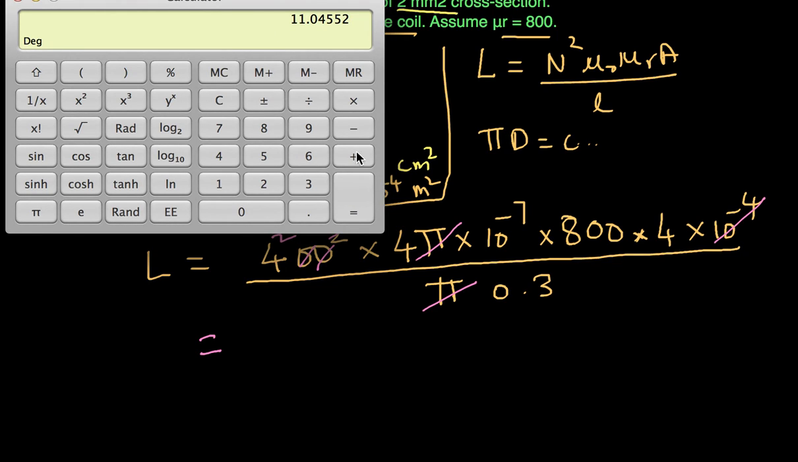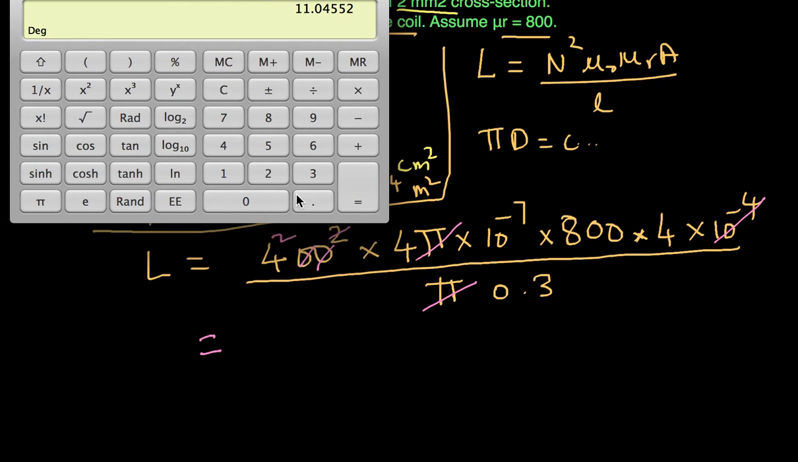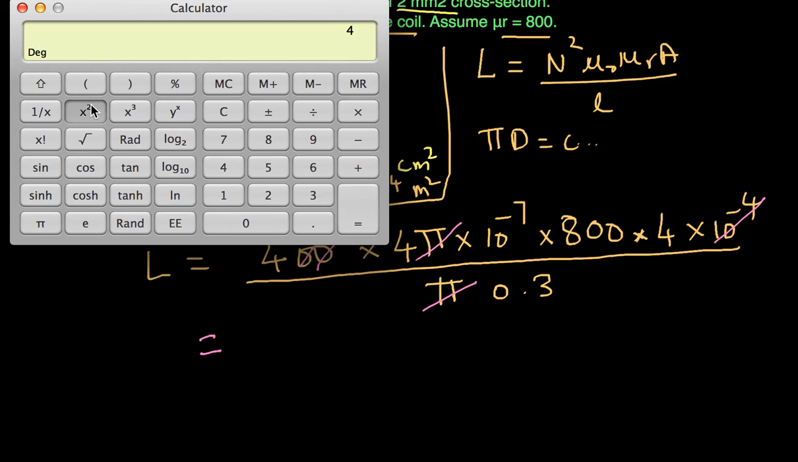Let's look at the numerator. I have 4 squared here, in the numerator up to here. Then one more 4, so multiplied by 4. Pi got cancelled. Then 10 power minus 7. Multiplied by 800. Then I have 4, which got cancelled, and finally everything is divided by 0.3.